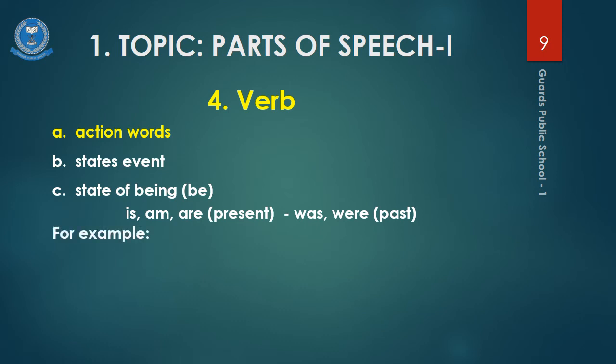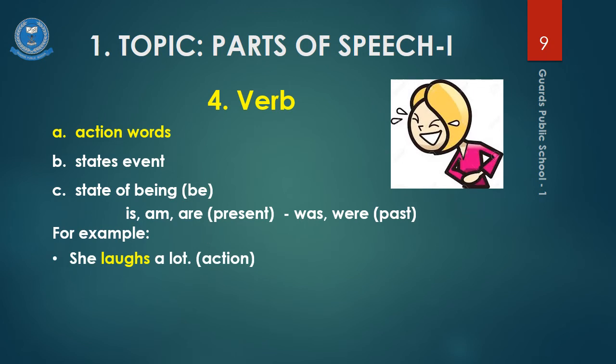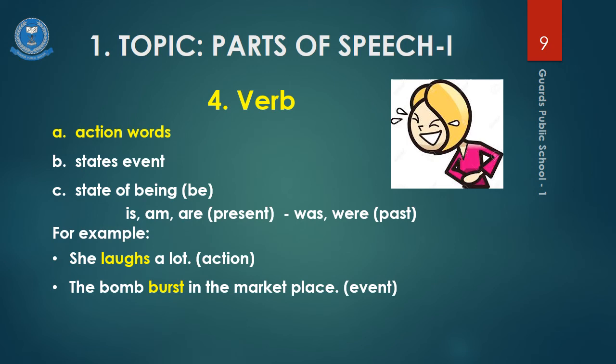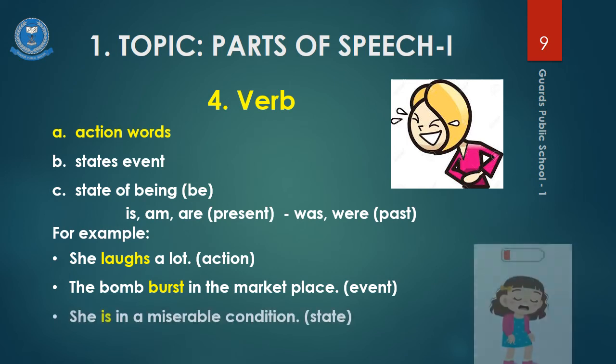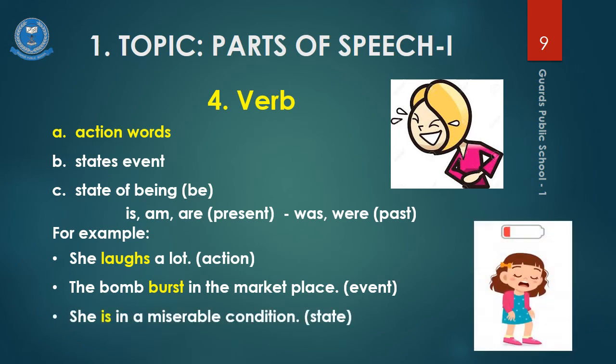For example, she laughs a lot. Here, it is indicating an action. The bomb bursts in the marketplace. Burst here is a verb indicating an event. She is in miserable condition. Here, it is telling the state. So, verbs are the action words that indicate an action, of course, an event or a state.